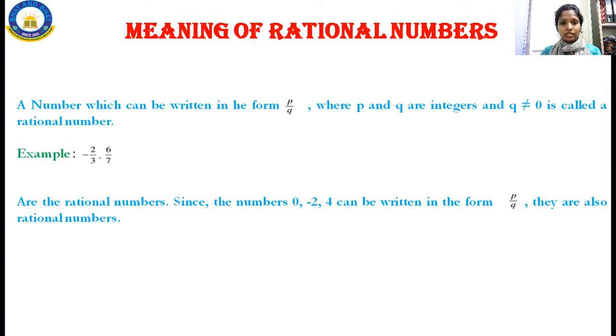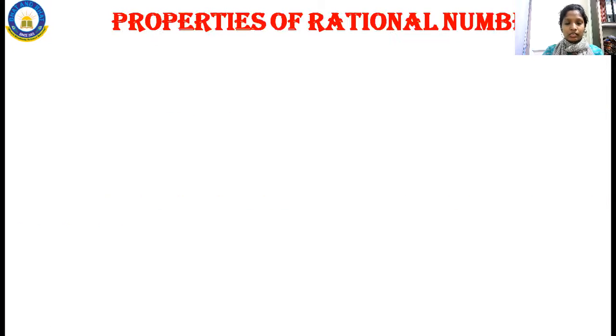Okay students, now I'll just move on to the next one. You can see here the properties of rational numbers. So what are the properties of rational numbers? We'll see them one by one. The first property is the closure property.